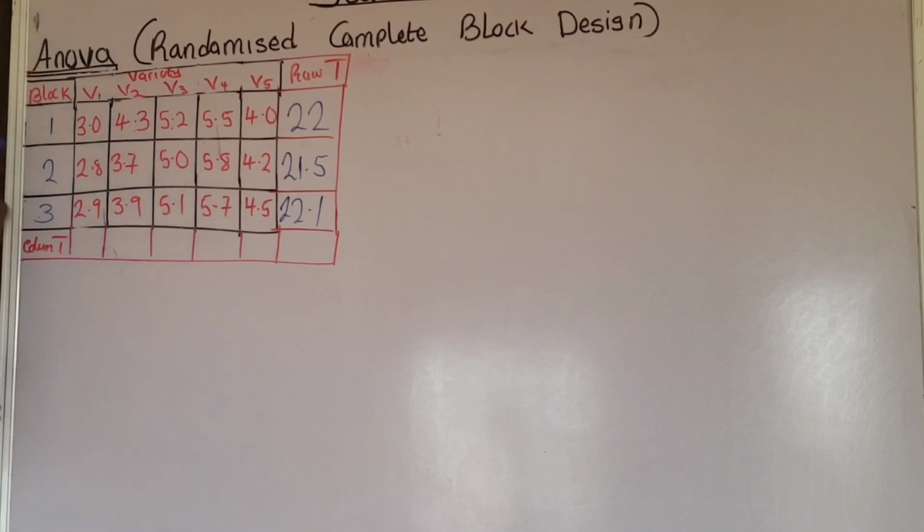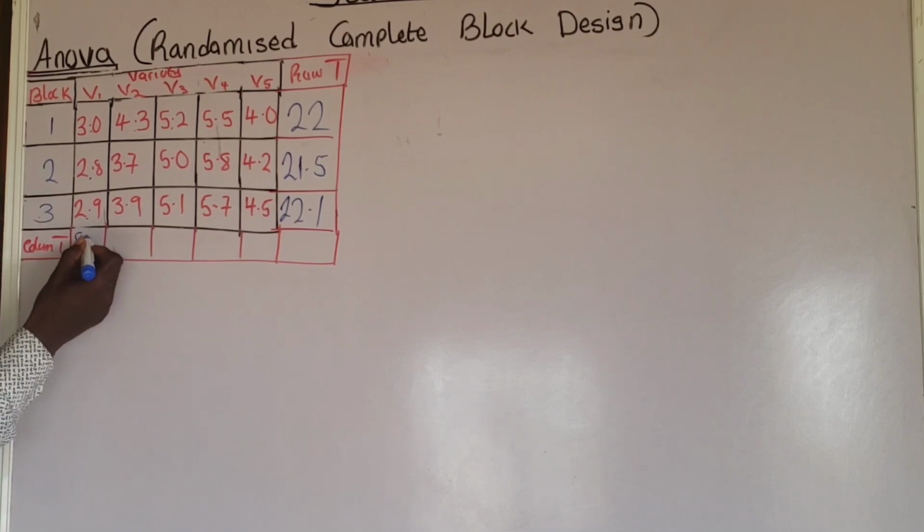Okay, now let's talk about the treatment, which is the variety. We are going to have the sum of the variety now. The sum of variety 1 will be 3.0 plus 2.8 plus 2.9. That will be 8.7. Let me check very well. 3.0 plus 2.8 plus 2.9 is 8.7. So here I'm going to have 8.7.